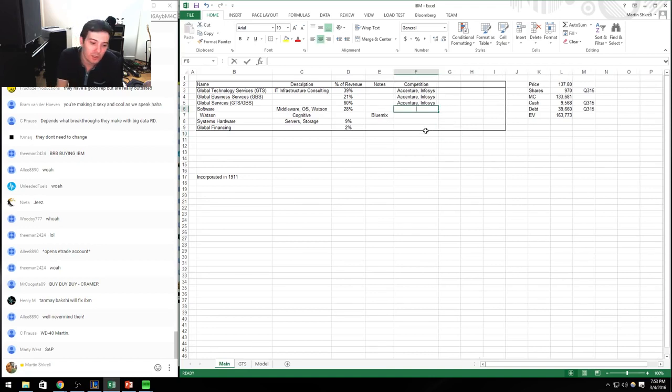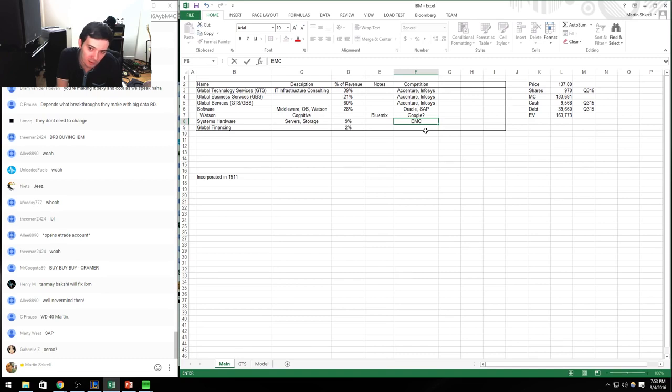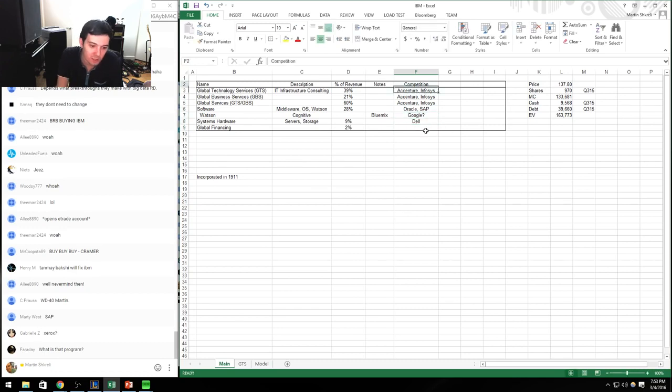Software, they have competitors like Oracle and SAP. Watson, I don't think they have any competitors. Maybe Google. Hardware, they have competitors like EMC and Dell. I guess Dell now, just Dell. Financing is such a small part of their business. It's not really a part of their business. Xerox, sure. Lots of different competitors.